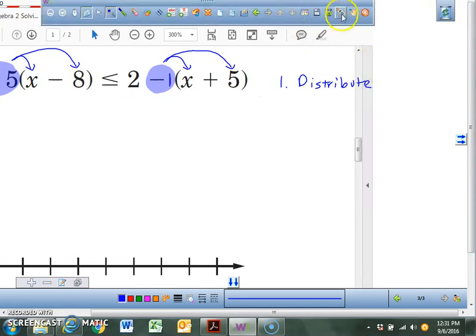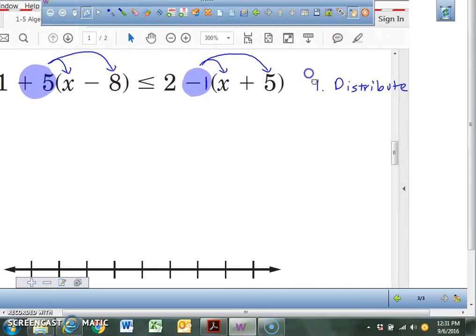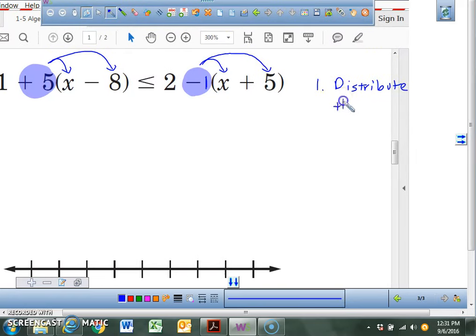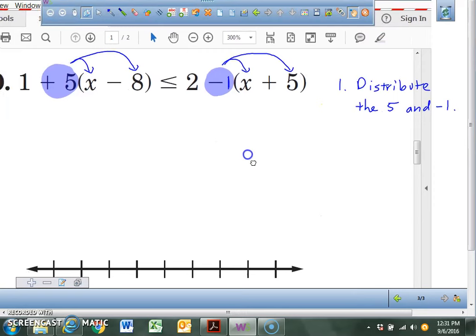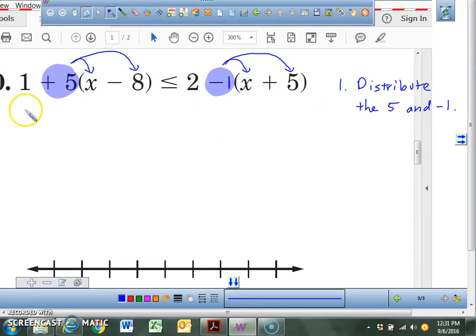So step 1, in blue I'm going to write distribute. The 5, distribute the 5. And I'm going to say the negative 1. Even though you can't see it, think of it as a negative 1 that's out there. When we do that, I'm just going to bring the 1 down.